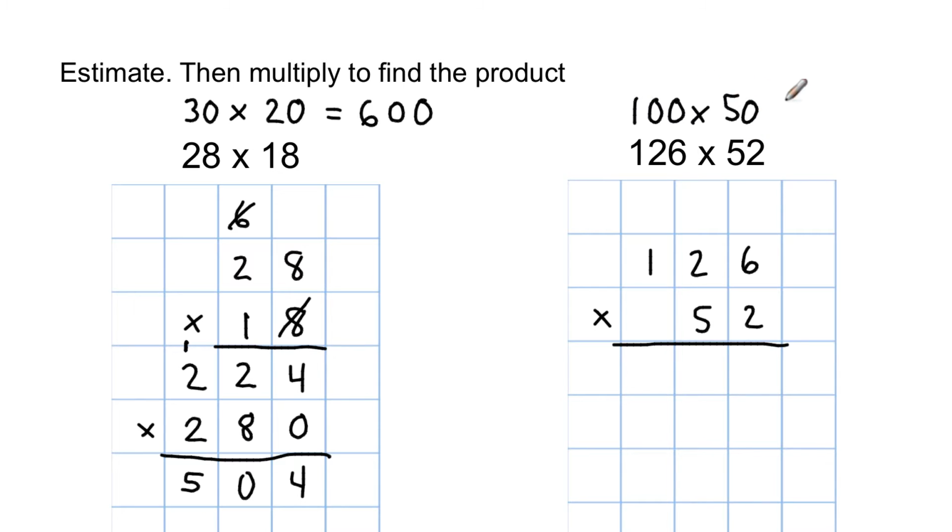And then 1 times 5 is the simple fact, right? 1 times 5 with 1, 2, 3 zeros on it. Now it's going to be around 5,000. But if you take a look at these numbers, you're going to realize the number that we get for the actual product is going to be way over 5,000, because 126 is over 100 and 52 is over our estimate of 50. So our answer should be more than 5,000 on this one. Let's find out what it really is.